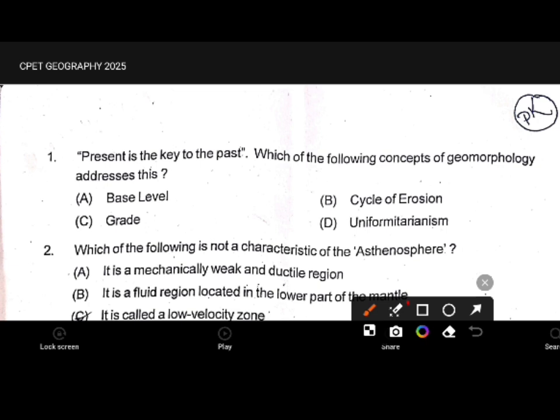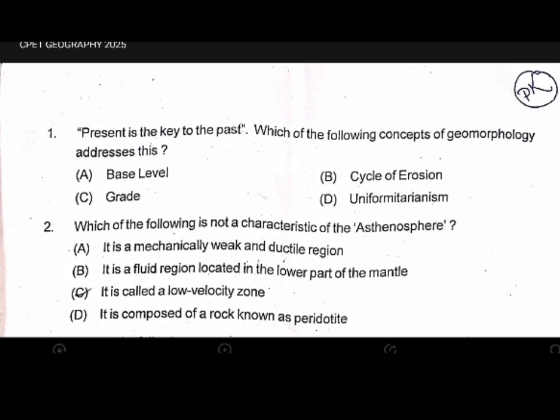Geography question paper. Question number 1. Present is the key to the past. Which of the following concept of geomorphology addresses this? ठीक आंसर टी हबो ऑप्शन ए बेस लेवल। Question number 2.